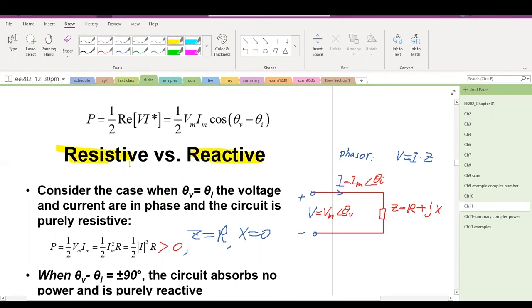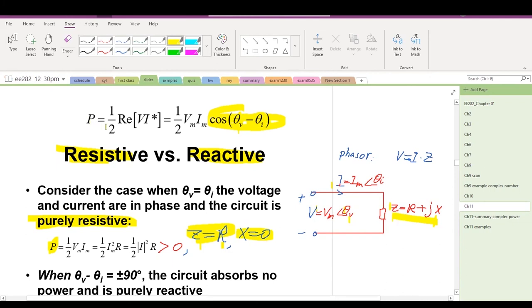What does that mean? If we look at this, V equals Vm angle theta V in the phasor domain, and this is Im angle theta I for the current, and this is the impedance. If theta V equals theta I, then the impedance must equal R, which means that this impedance does not have an imaginary part. That will make the current and the voltage in phase. So in this case, the circuit becomes purely resistive. It's just a resistor here. Z equals R, X equals 0.